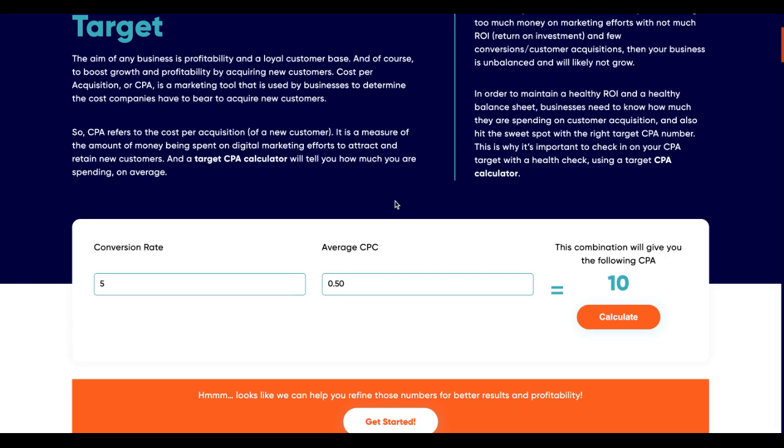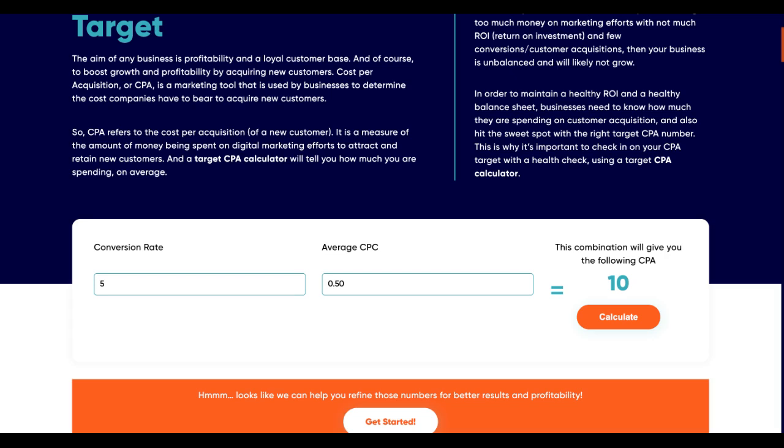You can compare your target CPA to what you are actually spending. Is your average CPA currently lower than $10? That's great. Your customer acquisition efforts are cost effective. If it's higher, then consider strategies to reduce it: negotiate better ad rates, refine your targeting, or explore alternative marketing channels. Or you can simply improve your conversion rate: enhance your landing pages, refine your calls to action, or streamline the checkout process to increase conversion.